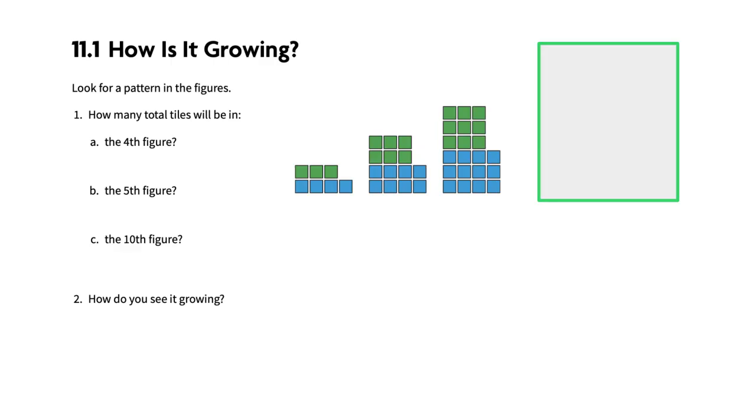So we're going to start with a number talk. And it says, look for patterns in these figures. How many total tiles will be in the fourth figure, which would be right here, then the fifth figure, the 10th figure? How do you see it growing? So the idea is, parents and teachers, what we need to do is allow our students the opportunity to look for patterns. What are they noticing going on here?